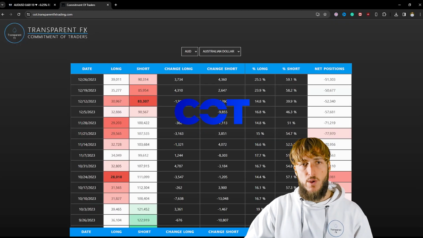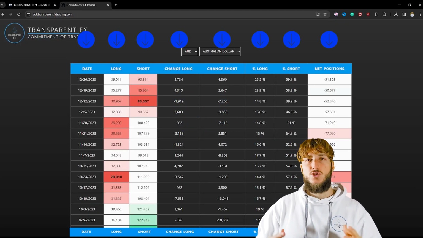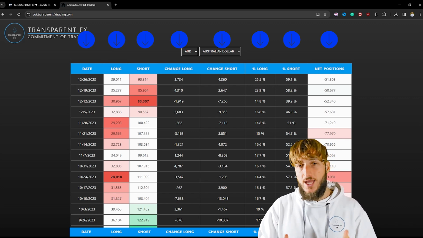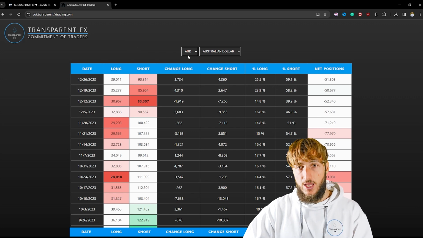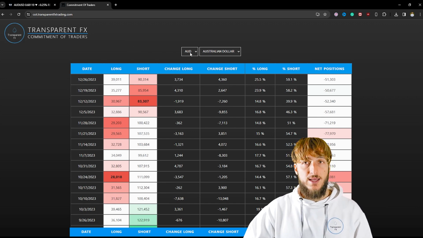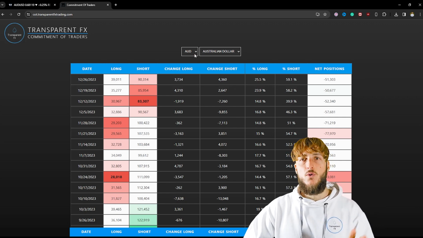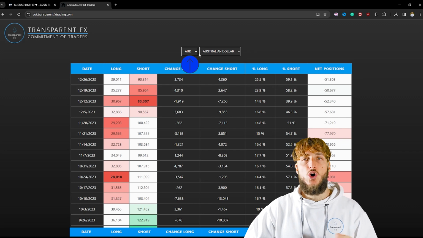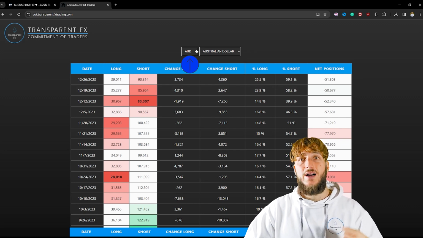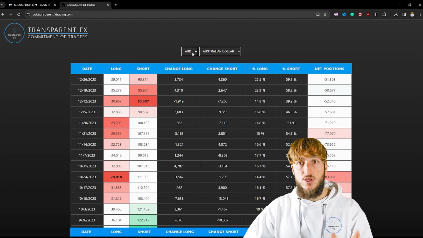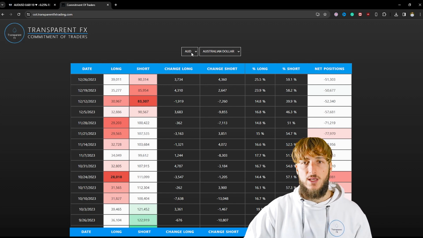Now, if we go and see what we have when it comes to the commitment of traders, so the COT data, so essentially what hedge funds and the big players in the market are doing, and we check the data exactly for the AUD, the first thing we have to keep in mind is that if we are checking the data for the AUD, we are actually already checking the data for AUDUSD because all currencies on the spot are traded against the USD. So if we are checking the data for the AUD, we are actually already checking AUDUSD.